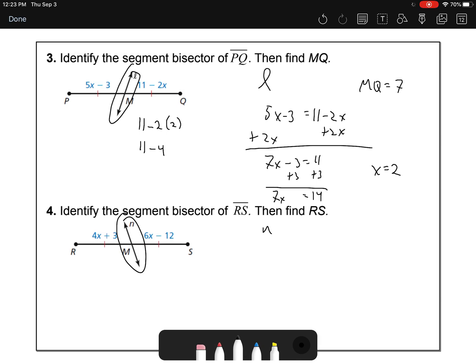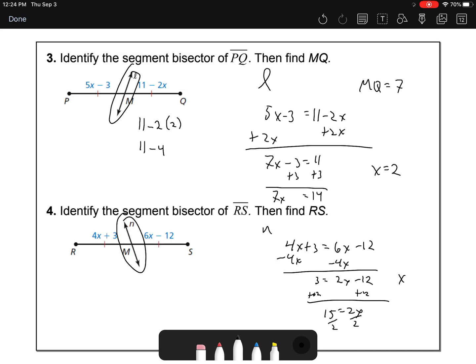Number 4. What's the segment bisector of RS? Aha, it's S. Then find RS. Okay, we got to do this business again. Set them equal to each other because that's what the midpoint does. It divides it in half, so we set them equal to each other. So 2x minus 12 equals 3. We need to add 12. So 15 equals 2x. What's half of 15? 7.5.